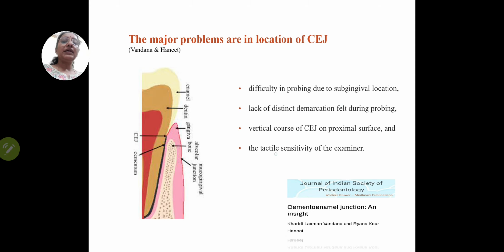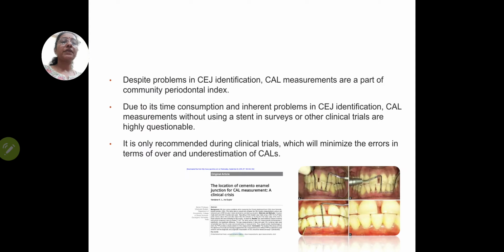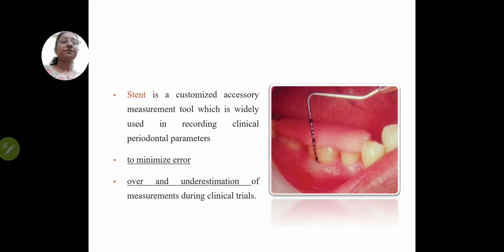The examiner totally has to rely on tactile sensitivity, the lack of distinct demarcation felt during probing, and the vertical course that the CEJ takes on the proximal surfaces. And despite all these problems in CEJ identification, CAL measurements are still a part of the Community Periodontal Index. Stents are only recommended during clinical trials, which will minimize the errors in terms of over and underestimation of CAL.